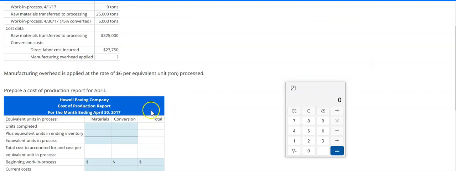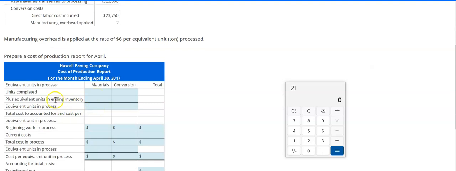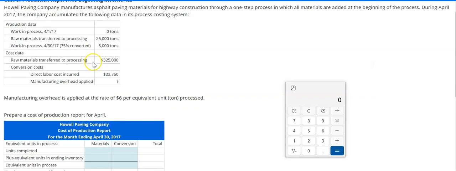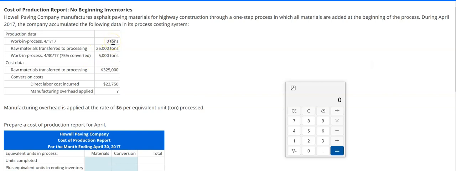Okay, so we've got our cost of production report, and then we say equivalent units in process, materials, conversion, and then in some cases we're going to have to total these items up. So let's see here. Units completed. Well, we had no beginning inventory, so this makes it a little bit easier. We started working on 25,000, and then we did not get finished with 5,000. So 25 minus 5 is 20. And so we can say units completed. Well, it's not 20, but it's 20,000.